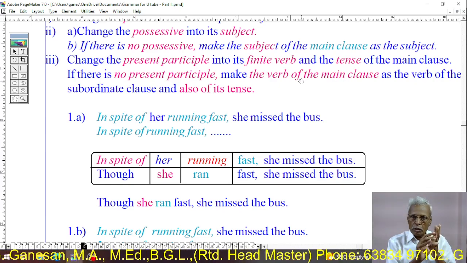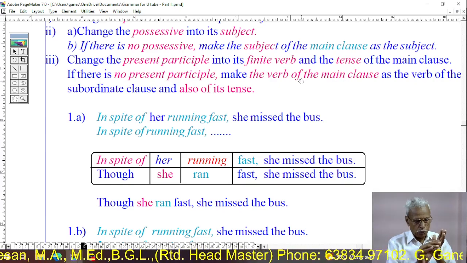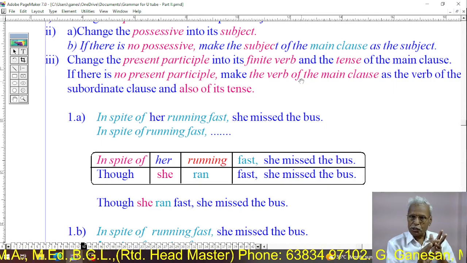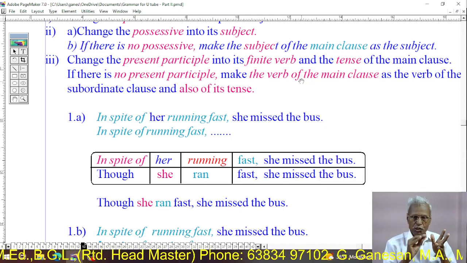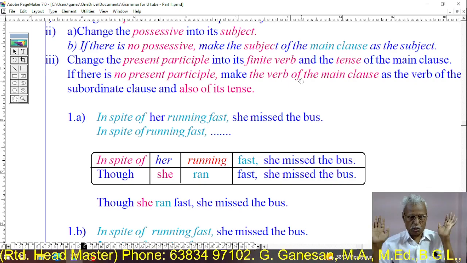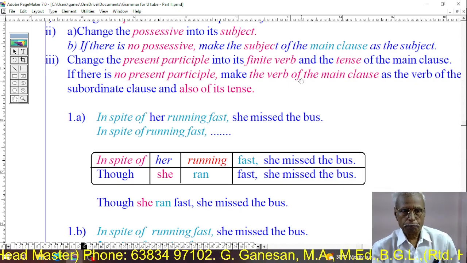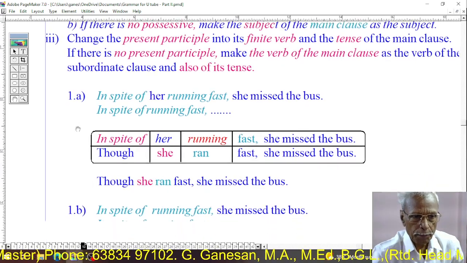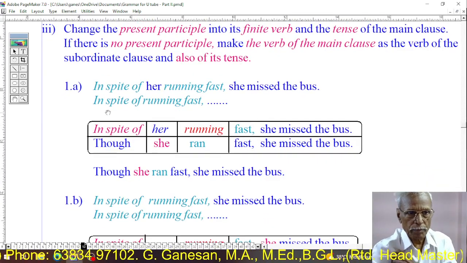These are the three rules. First, change the phrase into its subordinating conjunction. Second, change the possessive into the subject. Third, change the present participle into a verb. That's all. Okay? Let us see the first example.